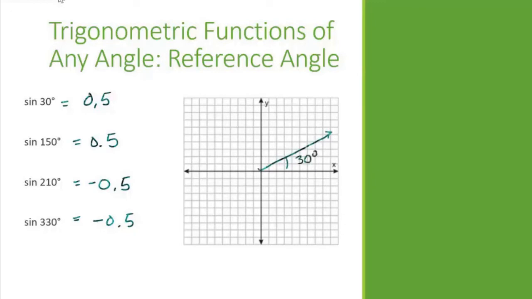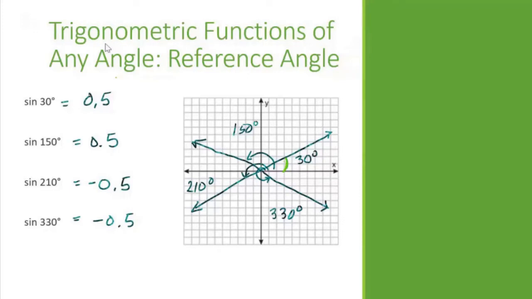150 degrees, that's an angle in quadrant 2. 210 degrees is in quadrant 3 and looks like this. That's 210 degrees, and 330 degrees is roughly over here. 330 degrees. What do they each have in common? Well, each of these angles is 30 degrees from the positive or the negative x-axis.